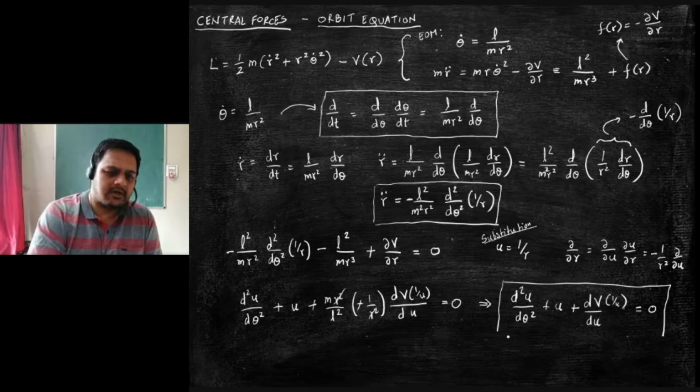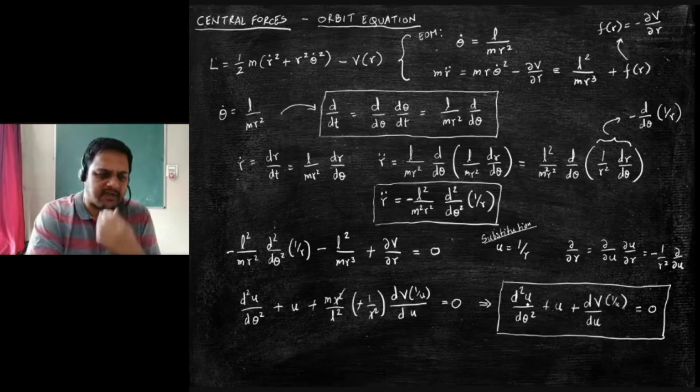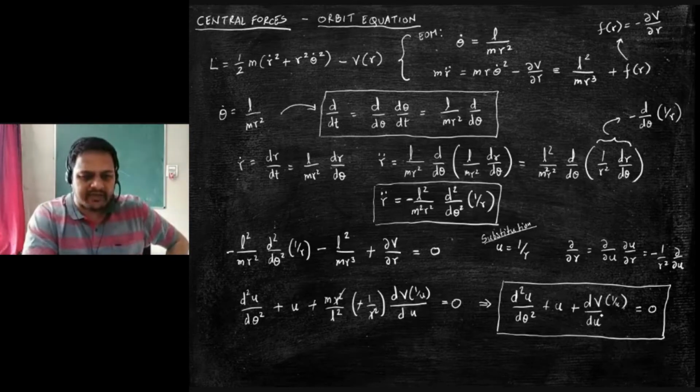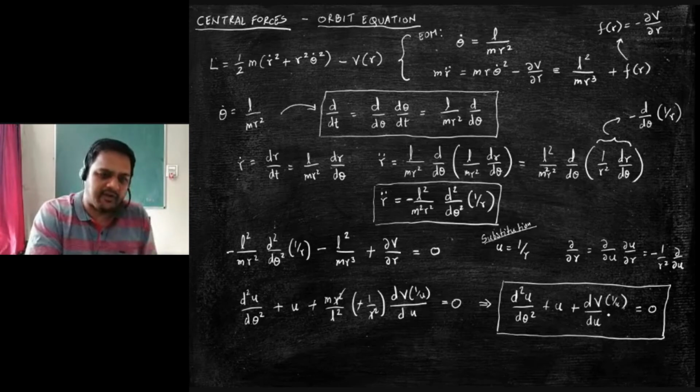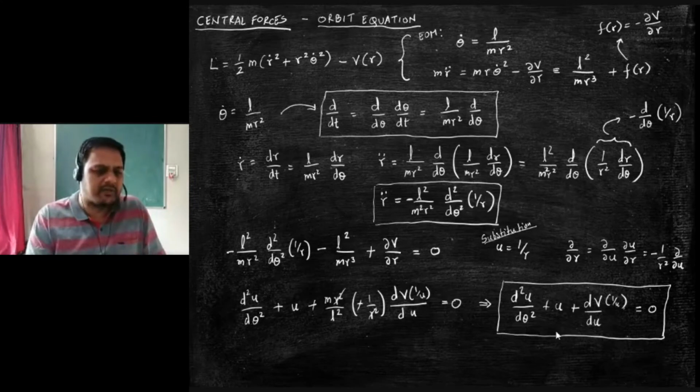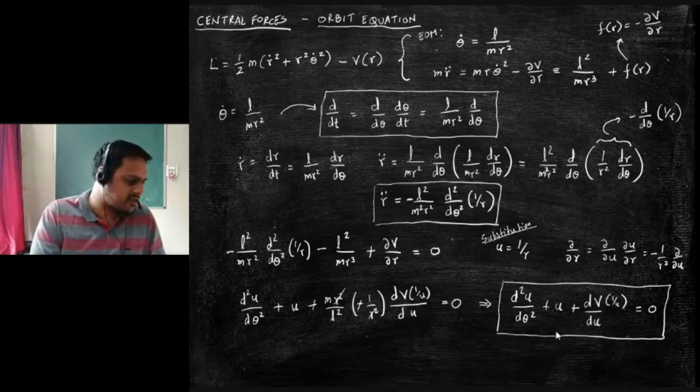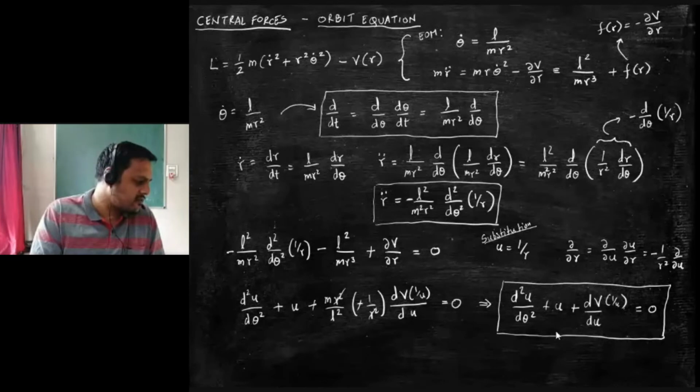This is called the orbit equation because this gives you a differential equation which you can solve. After substituting the particular form of v, you can simplify this expression and solve that differential equation to obtain u as a function of theta, which in turn will give you r as a function of theta.